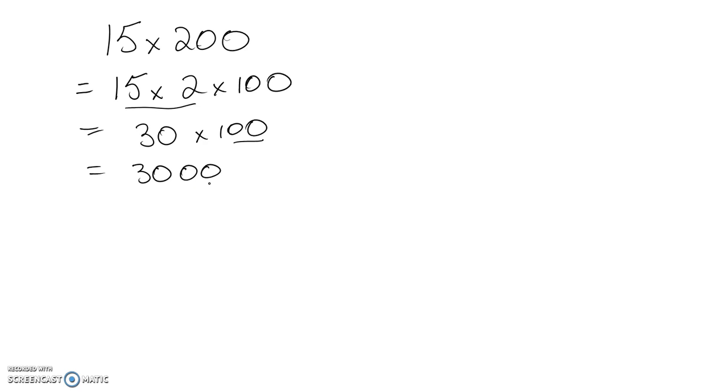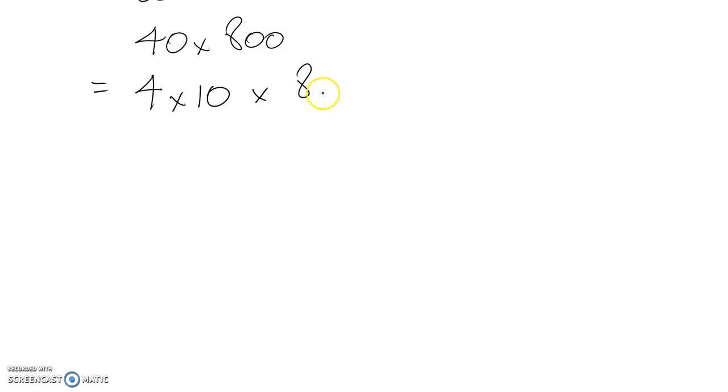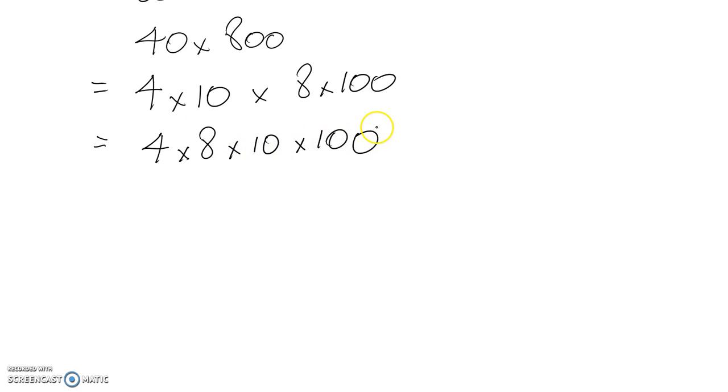One more. Let's look at 40 times 800. We can break both numbers down so we can work in stages. So let's break the 40 down first into 4 times 10. And then we're going to multiply by 800, which is 8 times 100. Remember how we learnt earlier that we can change numbers around when we're multiplying all the numbers together? Well, that's what we're going to do here. We're going to say that's the same as 4 times 8 times 10 times 100.